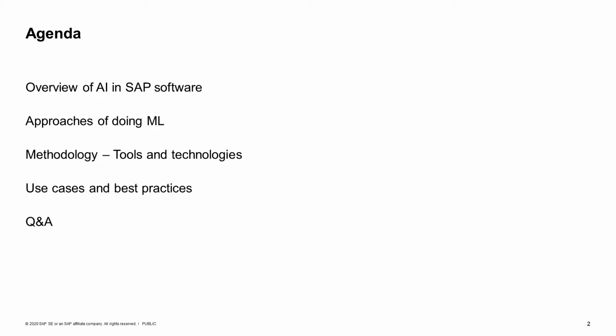We have mainly three or four parts in the agenda, starting with the overview of AI in SAP software. And then we will go a little bit deeper into the different approaches that we use while doing machine learning with SAP, predominantly SAP S4HANA. Then in the third section, I'll go very briefly into the methodology, what the different tools and technologies are that we leverage in doing this machine learning.